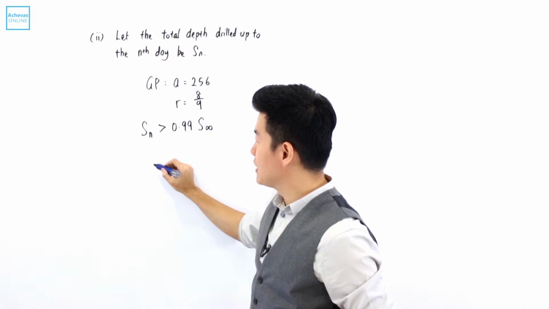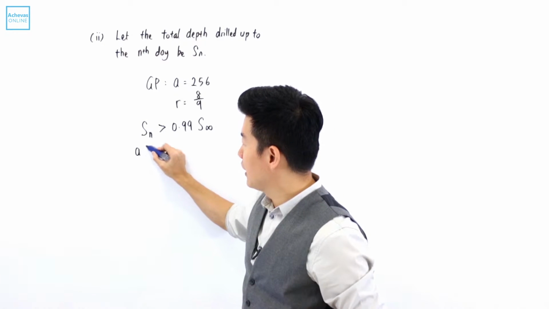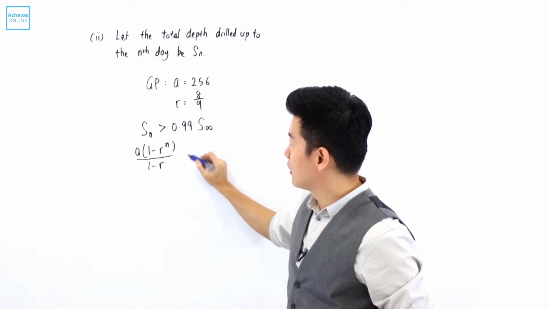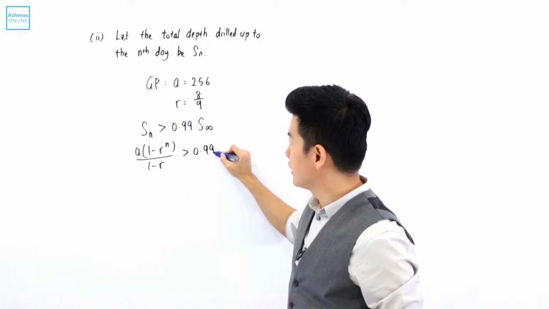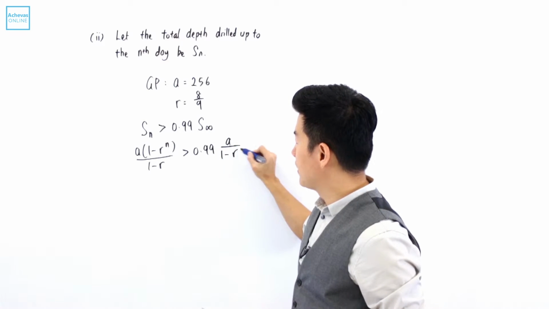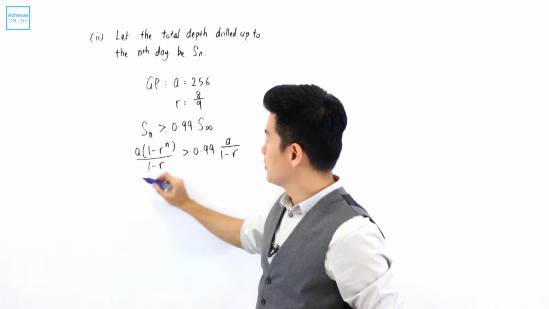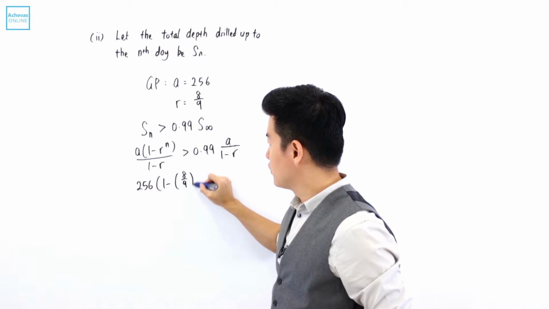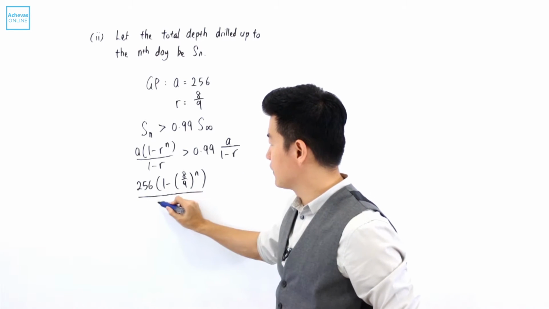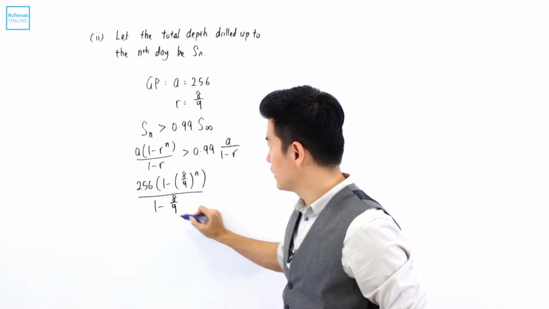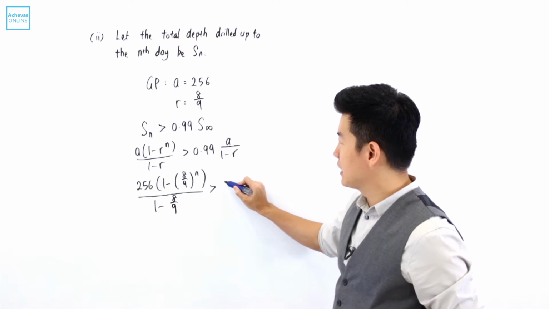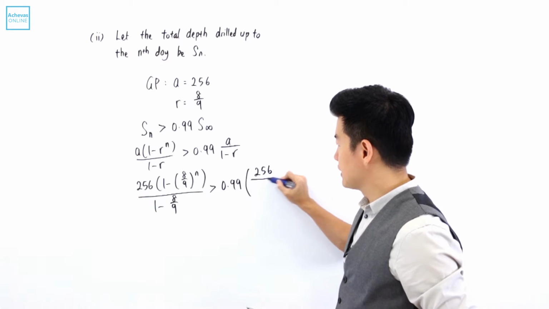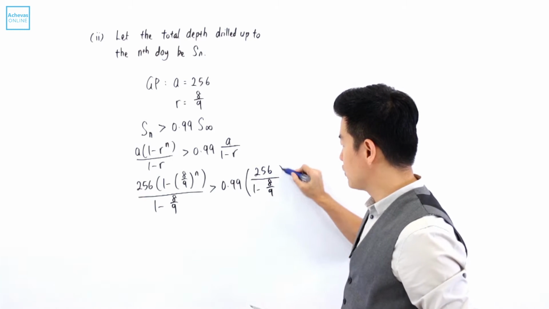Applying the sum of GP formula, I'm going to make use of a(1 minus r to the power of n) divided by 1 minus r. And this is supposed to be bigger than 0.99 of a/(1 minus r). So it is going to be equal to 256(1 minus 8/9 to the power of n) divided by 1 minus 8/9. This must be bigger than 0.99 of 256 divided by 1 minus 8/9.